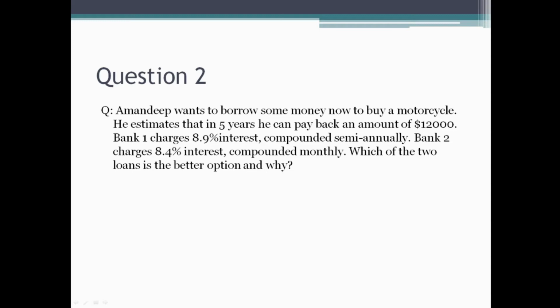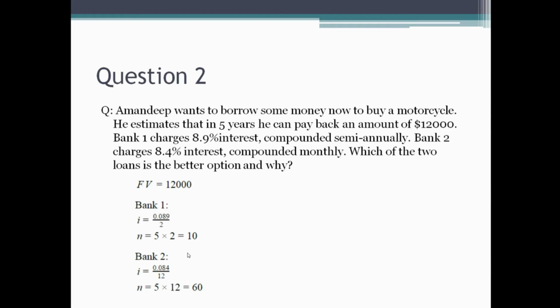Which of the two loans is the better option and why? Let's list all of our knowns first. The future value is $12,000 either way, but for Bank 1, the interest is 8.9% divided by 2 because it's compounded semi-annually. The number of compounding periods is 5 years times 2, giving us 10.